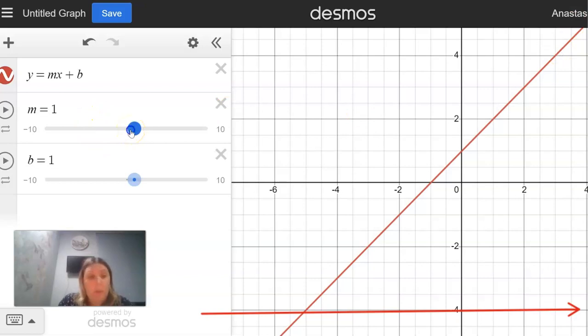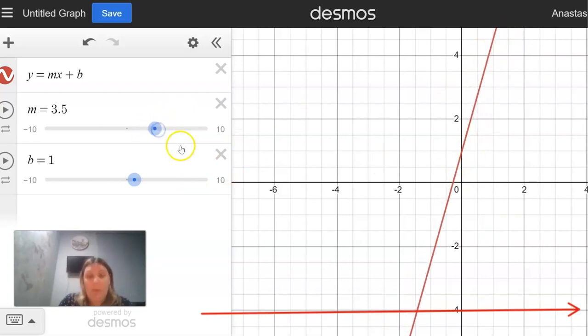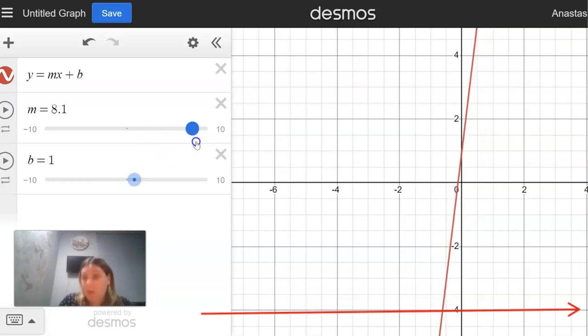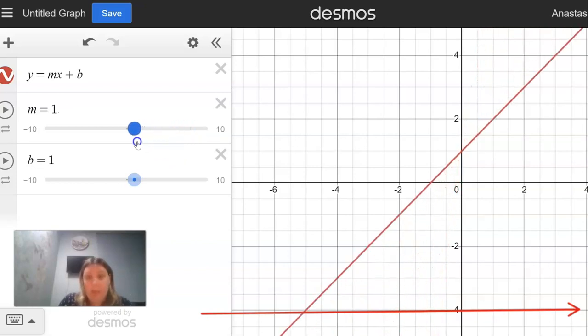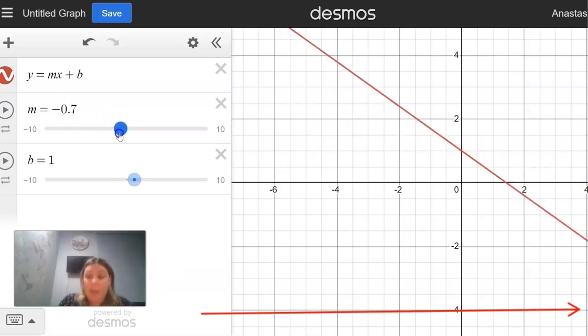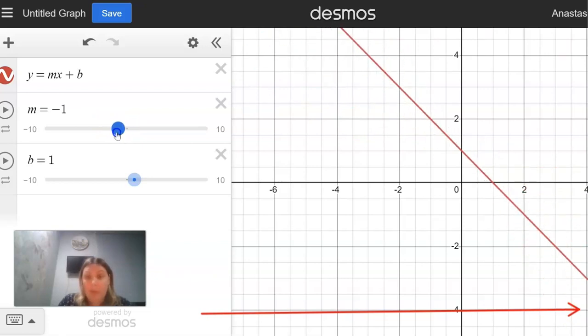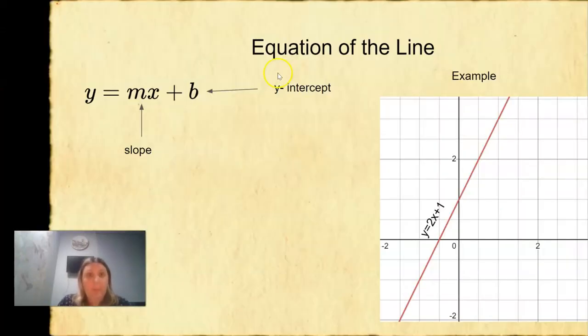So let's increase my slope. Let's make my slope 2. You can see that my graph became a lot steeper. And then I move it up and it becomes even more steep and even more steep. What if I go the other way? It becomes more shallow until my slope is 0 and it's horizontal. But then when I go into negative numbers, you can clearly see that my graph is now decreasing. All right.